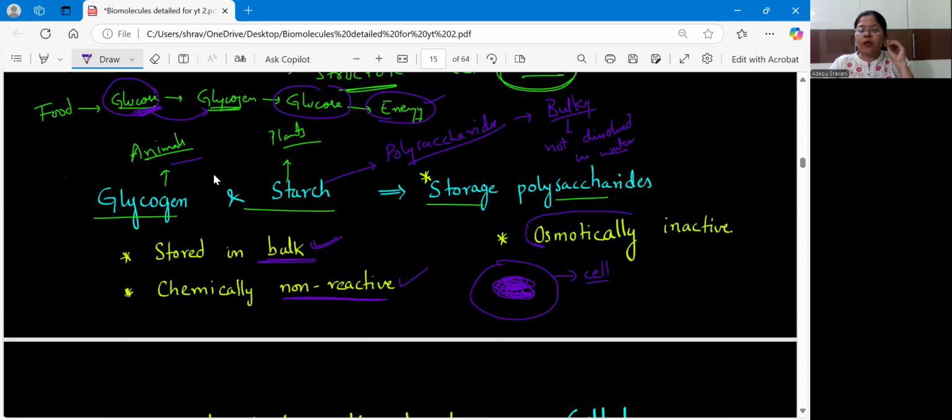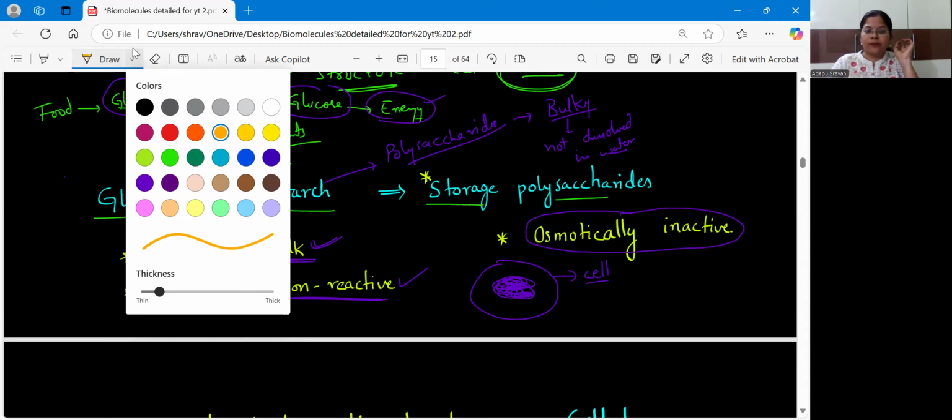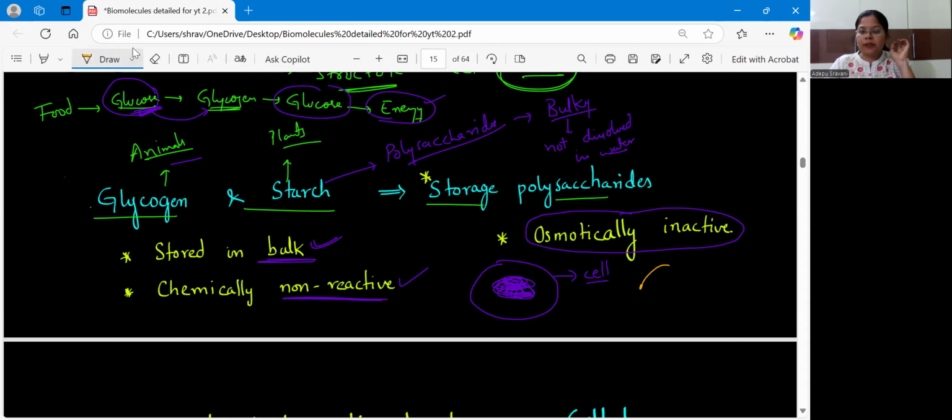It is osmotically inactive. Now, what do we mean by this term, osmotically inactive? If you consider the glucose, say for example, we have a cell wherein we have glucose. Now, when you dissolve glucose in water, it will get mixed up. I mean, it gets dissolved in the water. Same way, when the glucose is present in the cell, it will get dissolved in the cytoplasm. And this glucose will act as a solute.